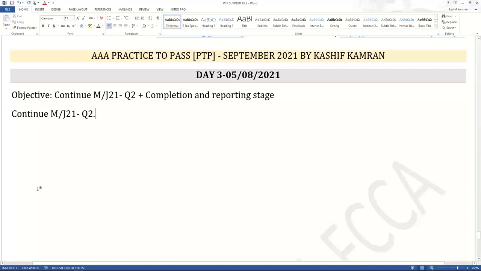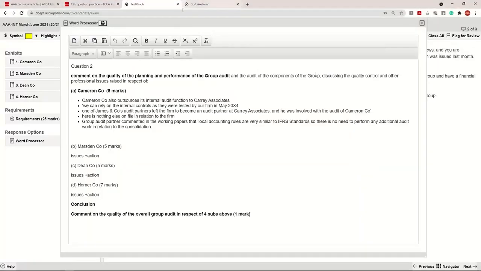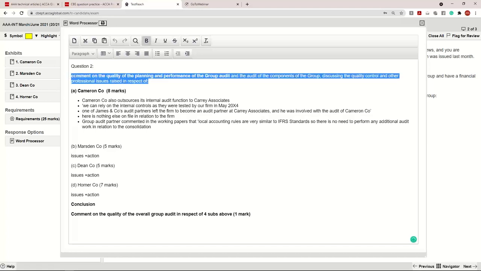Let's understand something more from the March-June 21 question using the practice platform, and let's see how we go about doing the question. Now, if I can just open the practice platform for you, I hope you can see the practice platform in front of your screen. We started to write the answer on the word processor yesterday on day 2, and I put the heading question number 2. We copied the requirement of question number 2 onto the word processor, and then we started to read the first subsidiary of the group, which was the Cameron company, and we had 8 marks for Cameron company.